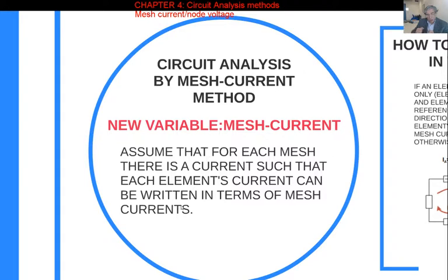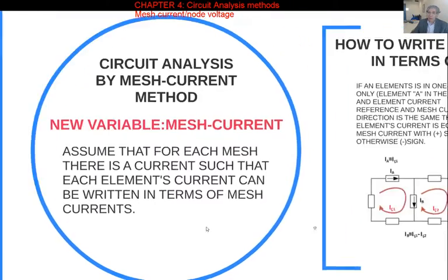Then if we find all the elements' currents in terms of mesh currents, that tells us we reduce the unknown currents to the unknown mesh currents. The number of mesh currents is less than NE, of course. NE is the number of elements; for each element there is a current. So the NE number is going to be reduced to the mesh number, which is less. How are we going to do it? Is it possible to do it? Let's come to the next frame.